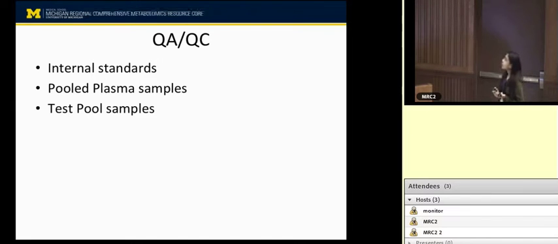So for the workflow, I'm going to discuss the data processing steps in the pipeline, the quality control that we do, data normalization, briefly what we do here, and data analysis.